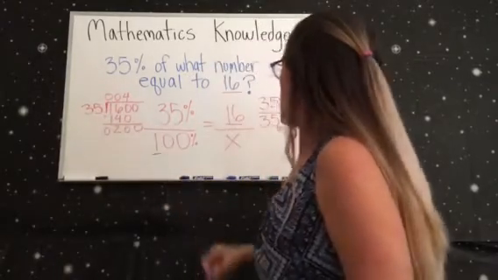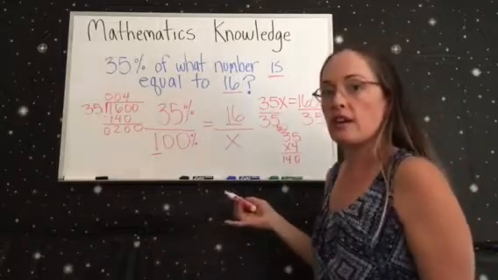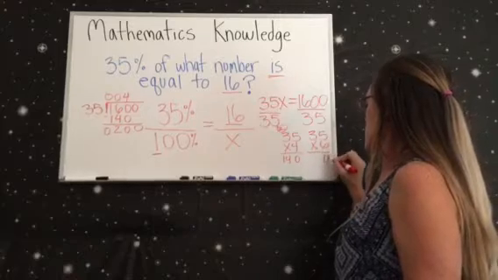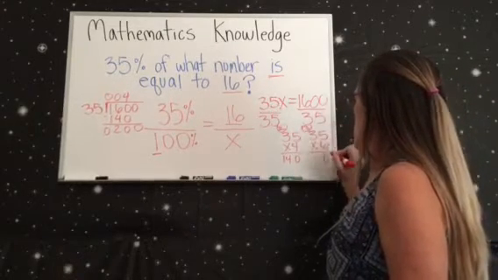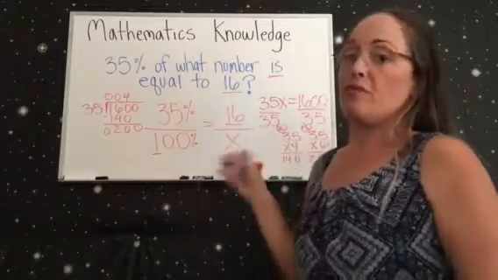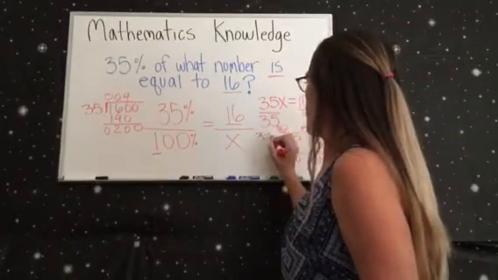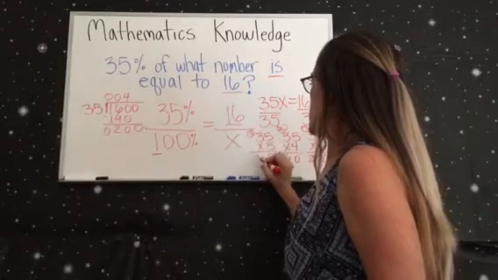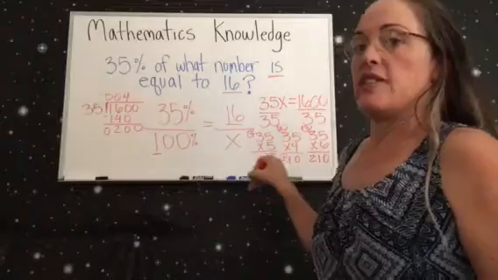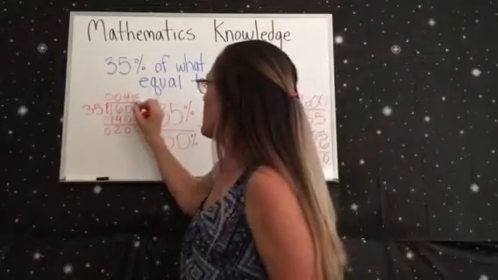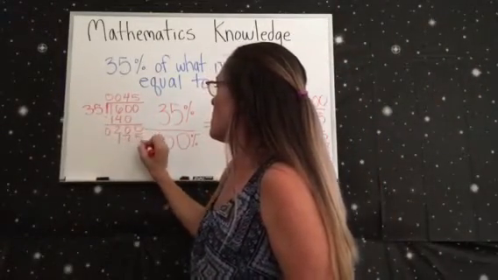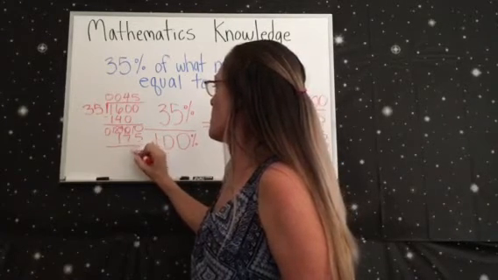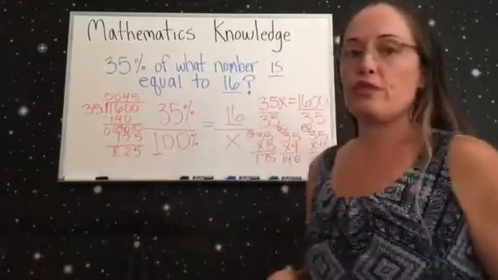Now 35 goes into 200. Let's try 6 times. And we went over, so I was wrong. So now let's try 35 times 5. And we're at 175. So we'll put the 5 up there. Subtract. And we have a remainder of 25.